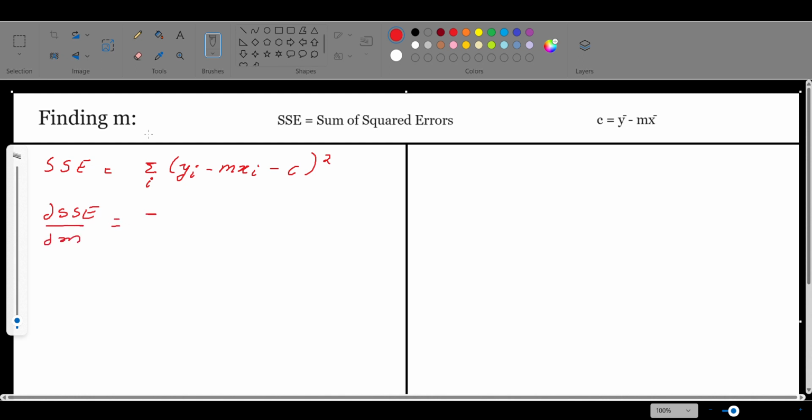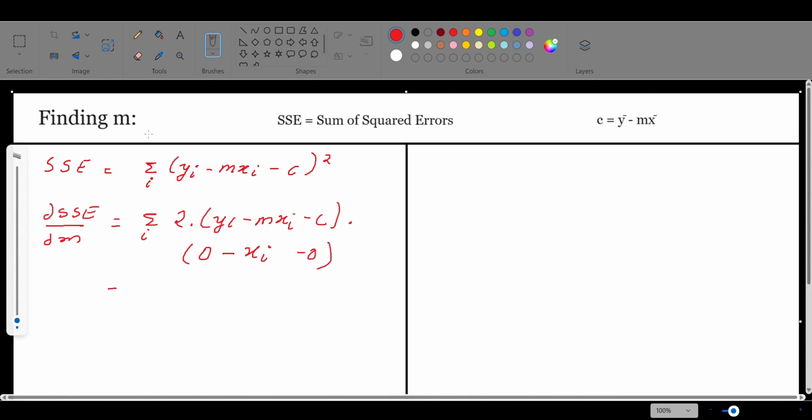This is equal to summation i. We again use the chain rule, right? The first part is going to be exactly the same. It's the next term that's going to be different because we are differentiating with respect to m this time. So yi is again going to be 0 because it's a constant. Now the next term, you have xi, which is a constant, and m, the derivative of m with respect to m gives you a 1. So you just have xi over here, and c is a constant, so 0.